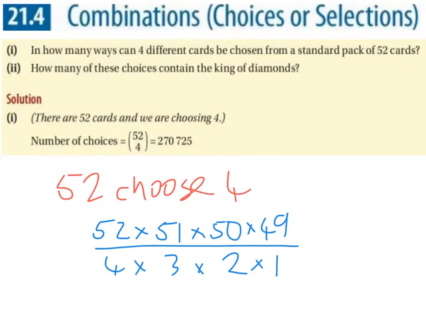Now you don't have to do it out the long way each time. The calculator has a button for it. It's usually a C, so it might come up 52C4, but I just wanted to do it out the long way so that you know what it actually means. So it's really 52 times 51 times 50 times 49 divided by 4 factorial.